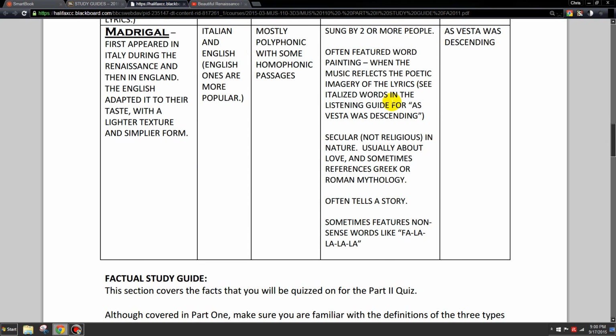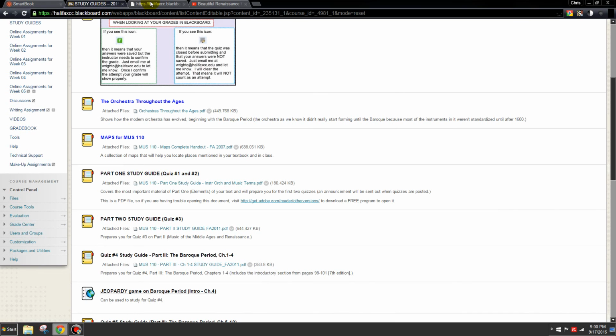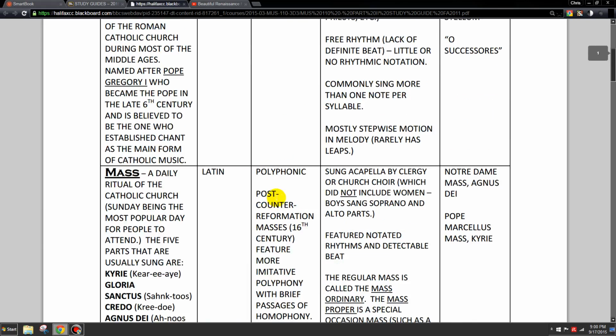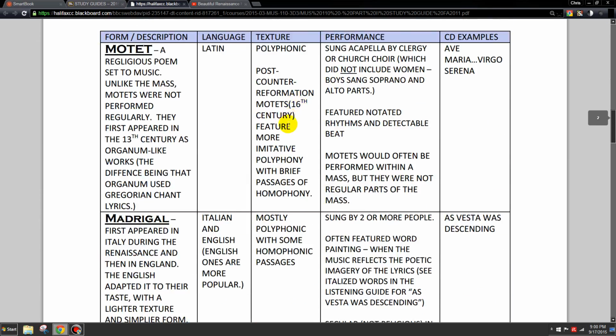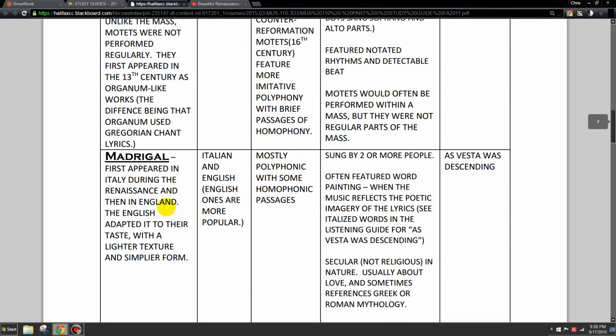So check out your listening for "As Vesta Was Ascending." If you pull up your SmartBook, you can pull up your listening guide and follow along in that. Make sure you look at the study guide. Make sure you look over and review these attributes. And with this, you should be adequately prepared to listen to music from this period and get a good idea of what's going on, and usually identify what kind of form it is.